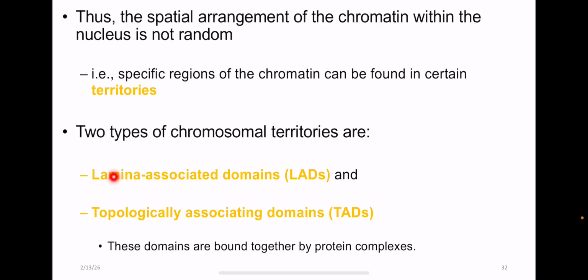Those that interact with the nuclear lamina are found in the large territory. So the chromosomes within the large territories are mostly heterochromatic. The chromosomes found in the third region, the topologically associated domains, are mostly active. That's like euchromatic.